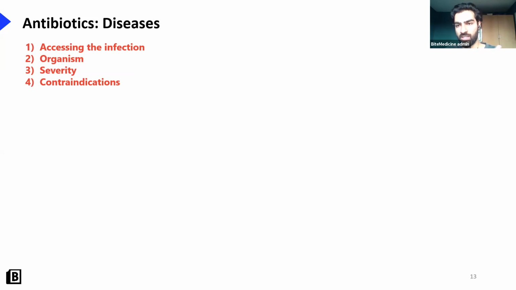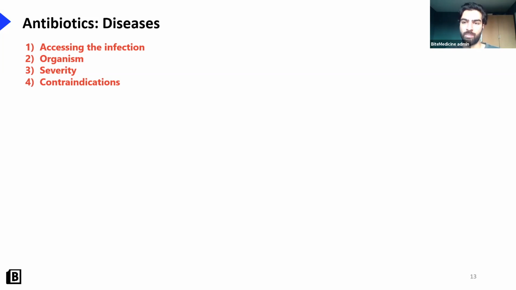Secondly, what organism is the cause? Because as we've seen from that previous table and the previous picture, some antibiotics cover some organisms and not others. Thirdly, you need to think about the severity. Are you going to use oral or IV antibiotics? Are you going to use something which is broad spectrum or narrow spectrum?